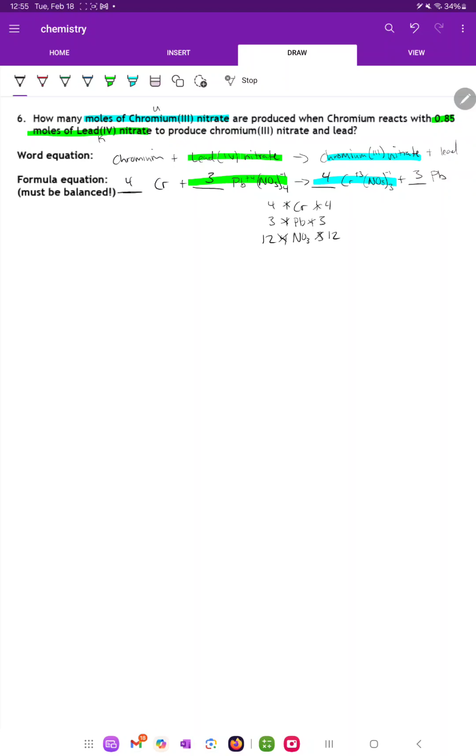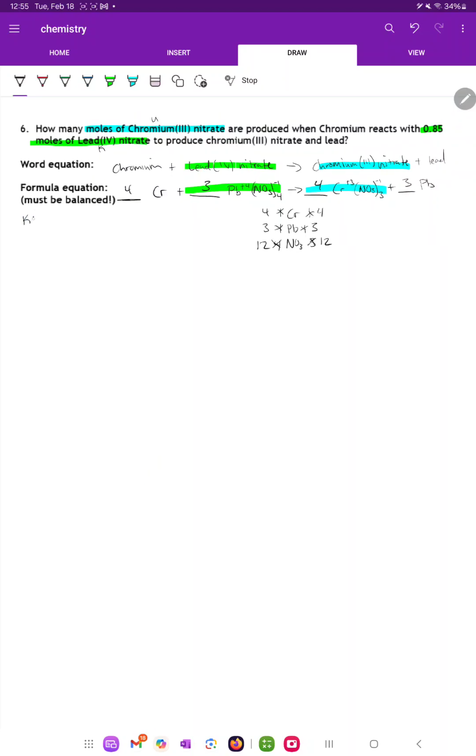Now that the equation's balanced, I'm going to write out everything else. I'm going to start by writing my knowns. My known in this case, again, is 0.85 moles of lead 4 nitrate, which in this case is Pb(NO3)4. And then my unknown is moles of chromium 3 nitrate, which is Cr(NO3)3. I'll color these so I can remember which one's which. There we go. I want to get that value there, just so you remember.